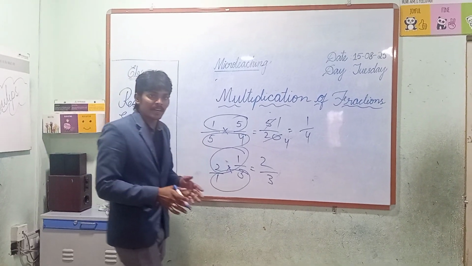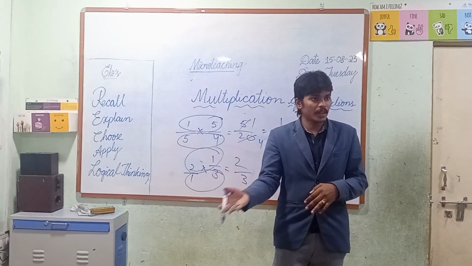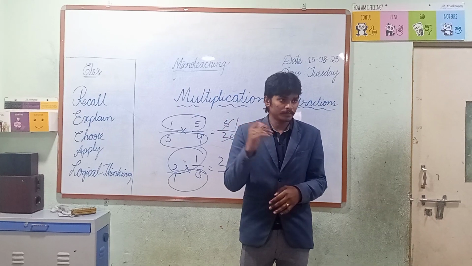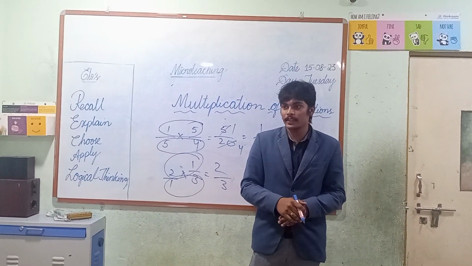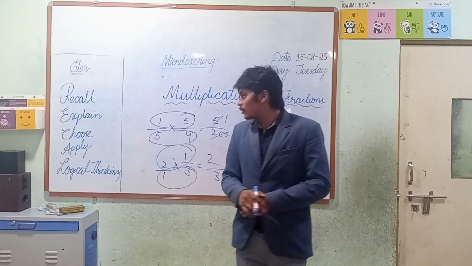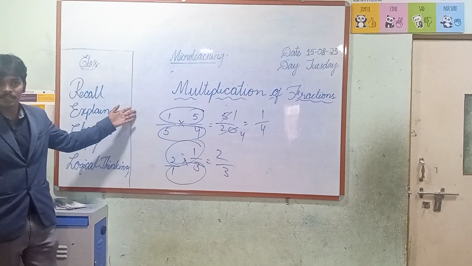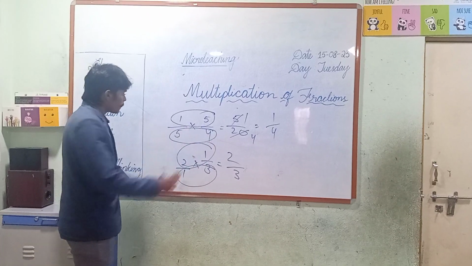So the process in multiplication is very simple. We have to multiply the numerator with the numerator and denominator with the denominator. If there is no denominator, we have to assume there is a 1 in the denominator. We should not add 1 in the numerator, okay? So is there any doubt in this multiplication of fractions? Fraction with fraction or whole number with fraction?